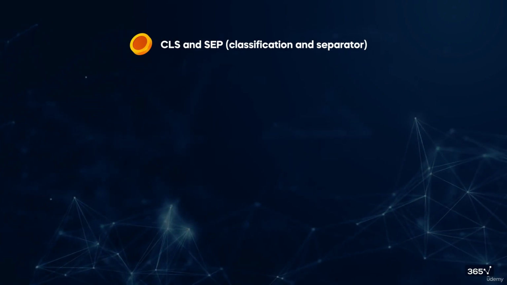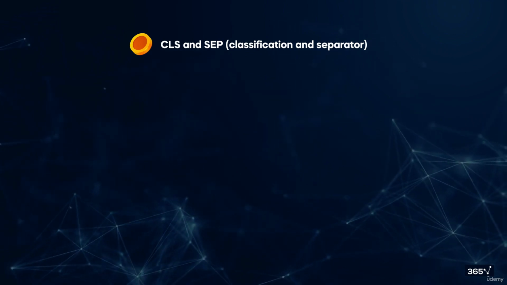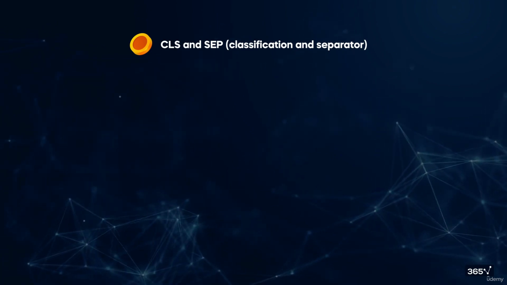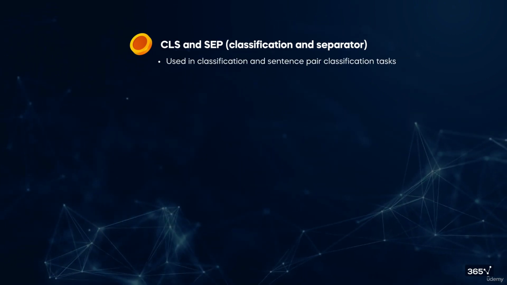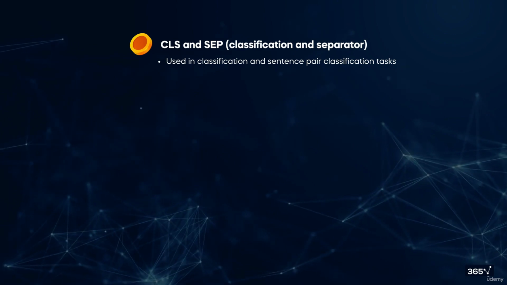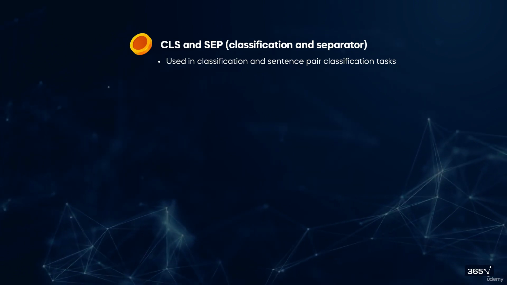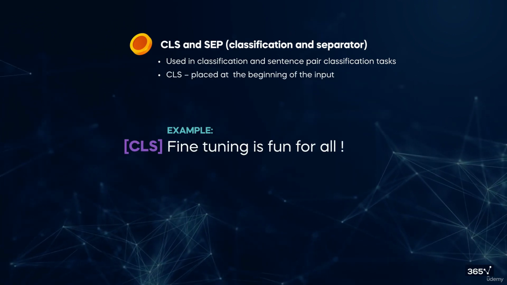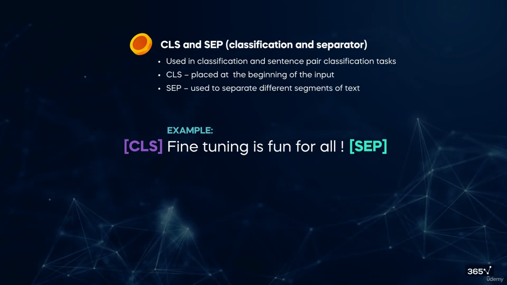The first are the CLS and SEP tags. The CLS tag is a classification tag, and SEP stands for separator. These special tokens are commonly used in tasks like text classification and sentence pair classification. In a typical scenario, you might have a sentence or text passage and you want the model to classify it into a category or determine its relationship with another sentence. The CLS token is usually placed at the beginning of the input, and the SEP token is used to separate different segments of text.